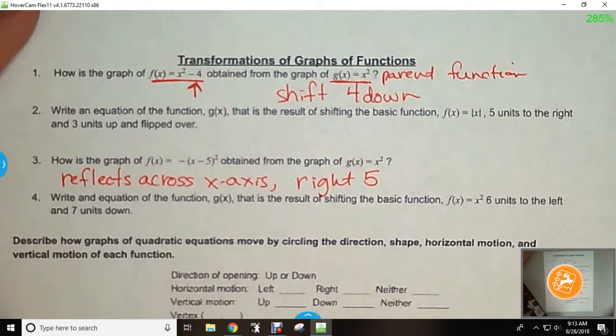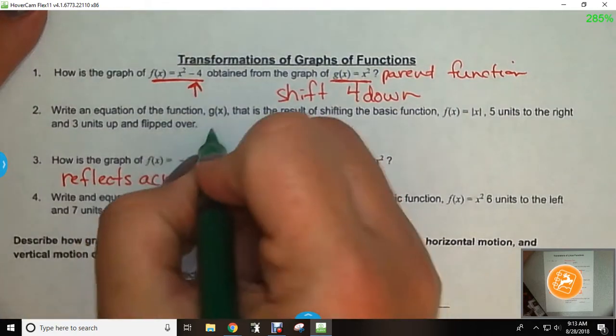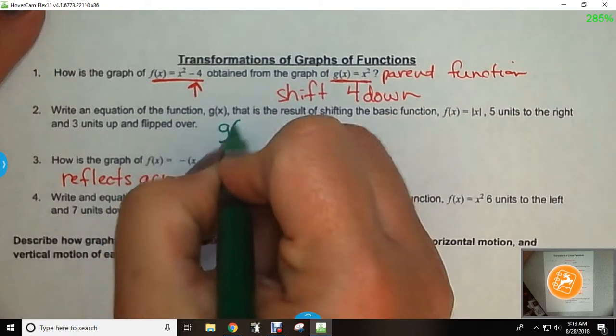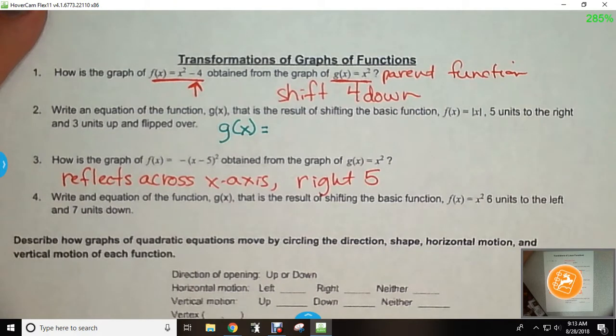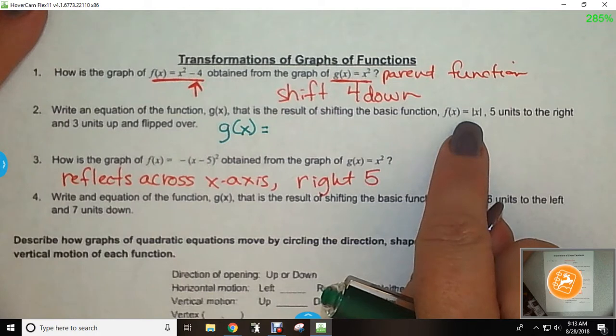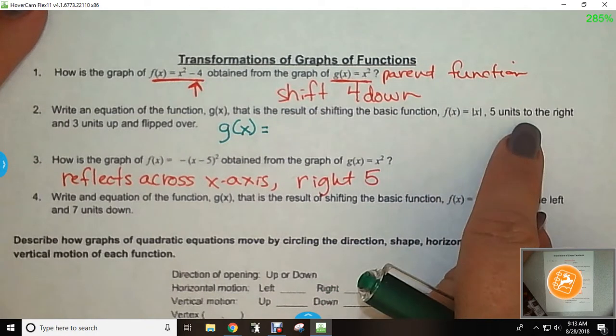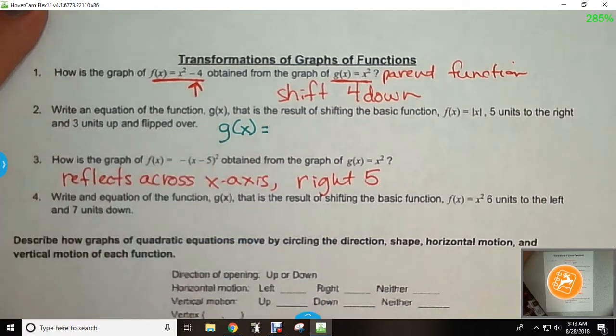So now for problem 2, they want me to write an equation of the function g of x. So my equation is going to be g of x equals something. Okay? So they want me to take this function right here, f of x equals the absolute value of x, move it 5 to the right, up 3, and flip it over.